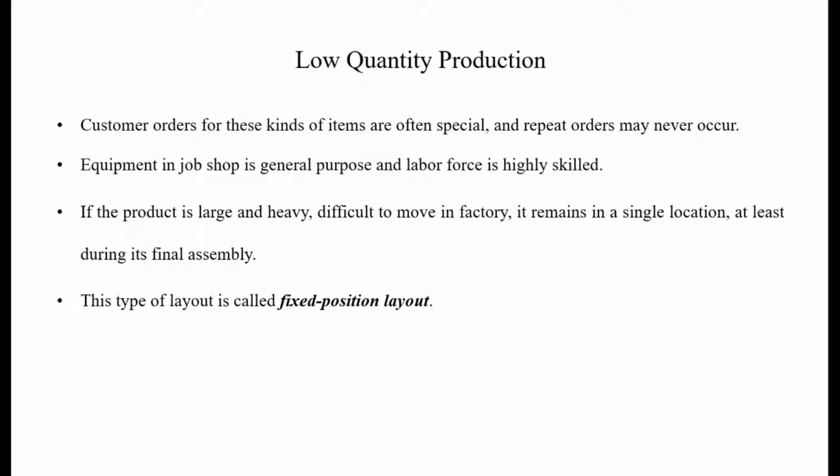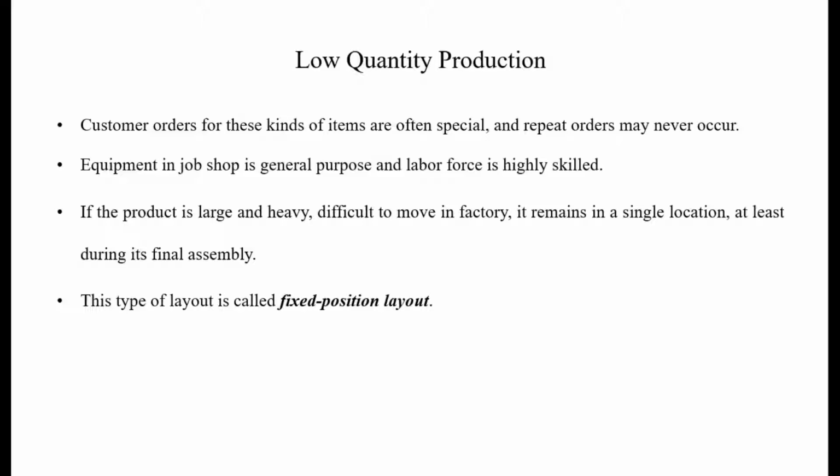The equipment used in a job shop is general purpose and the labor force is highly skilled. The equipment is general purpose because we need maximum flexibility, since after the completion of one product, the job shop has to manufacture a product of a different nature, a different style, a different type. And if the product is large and heavy and difficult to move in the factory, it remains in a single location, at least during its final assembly.